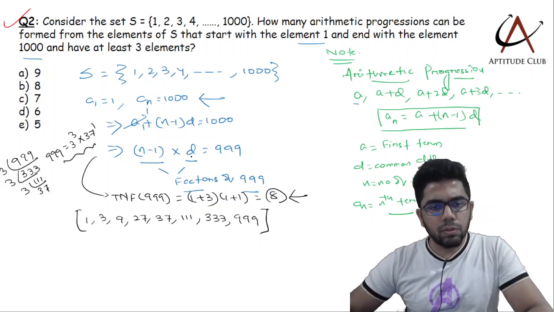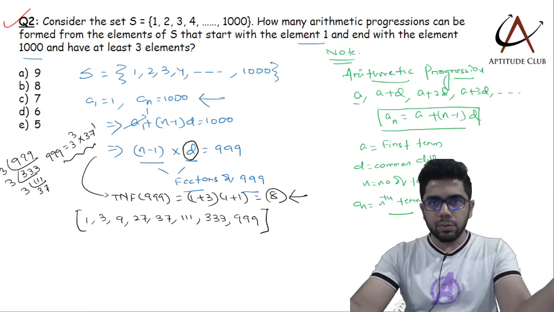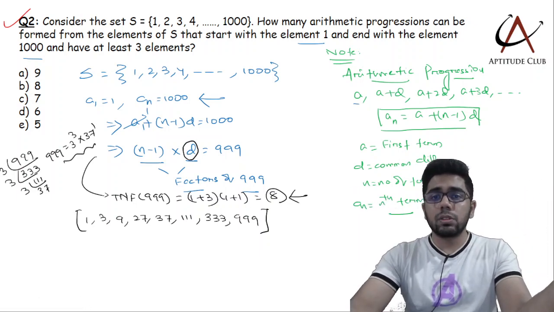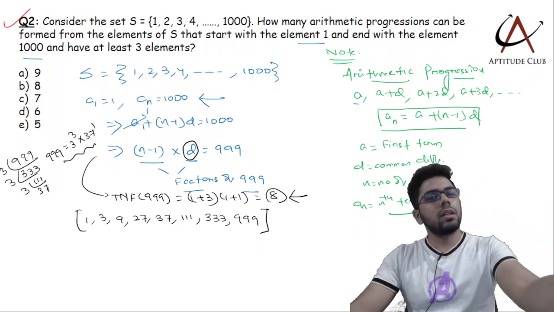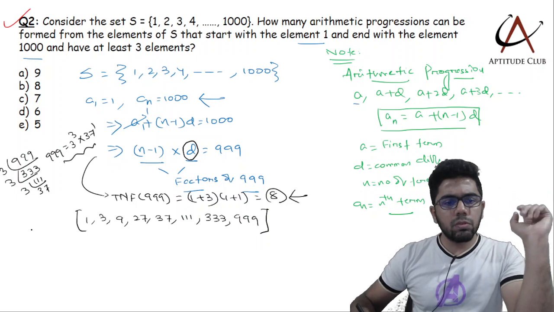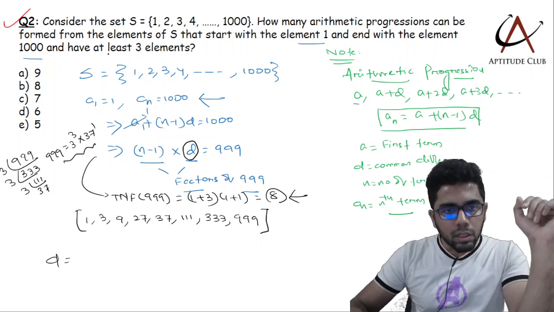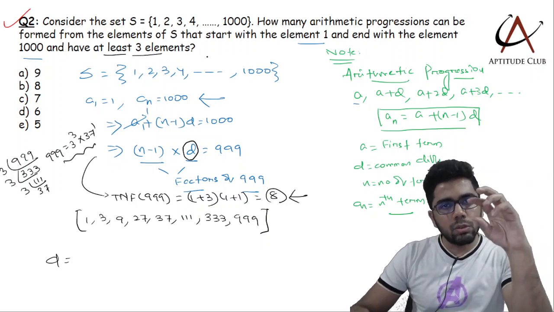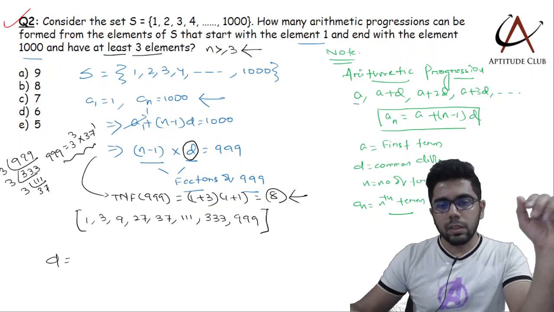Let us focus on d. Why d? Because first and end is fixed. Different arithmetic progressions would depend on how many different common differences you can take, and accordingly a different sequence will come. So how many possible values of d can I take? I can take everything, but there is a condition given that the arithmetic progression you make should have number of elements greater than 3.